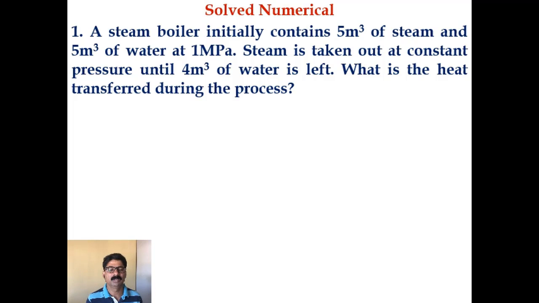Okay, so you have a boiler wherein initially 5 meter cube of steam and 5 meter cube of water is there. Then steam is continuously taken out from the boiler, and as a final state it is left with 4 meter cube of water. In the sense, 6 meter cube is steam. So during the process, what is the heat transferred? That you have to find out.